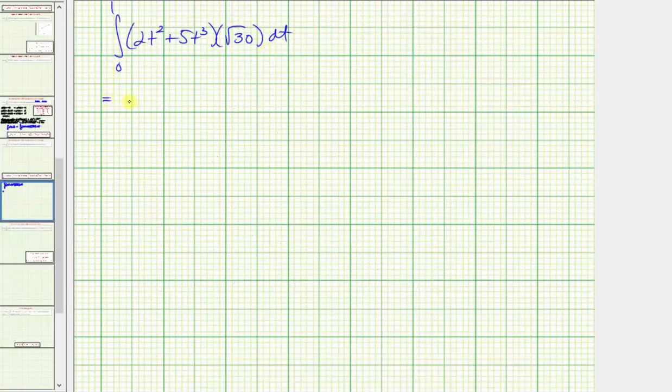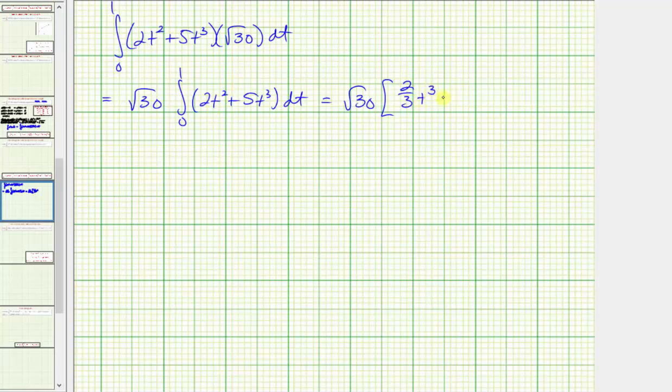Let's rewrite this as the square root of 30 times the integral from 0 to 1 of 2t squared plus 5t to the third. Integrating with respect to t, we're going to have the square root of 30 times the antiderivative of 2t squared, which is 2 times t to the third divided by 3, or 2/3 t to the third, plus the antiderivative of 5t to the third, which is 5 times t to the fourth divided by 4, or 5/4 t to the fourth.